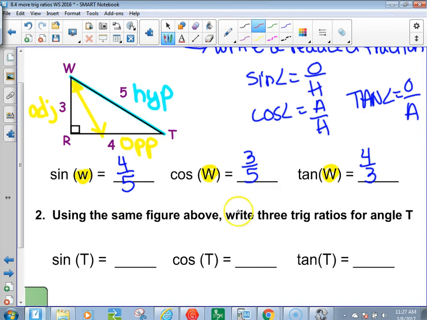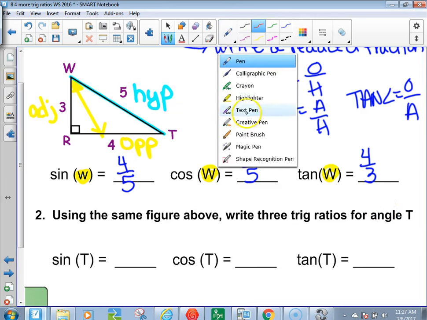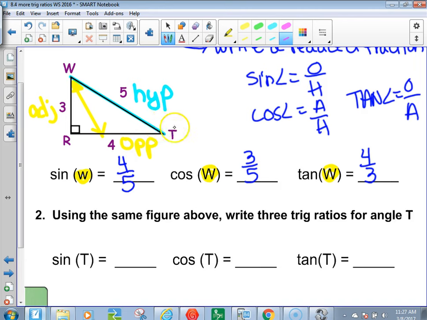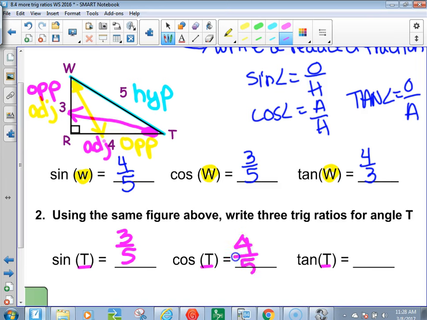Using the same figure above, write 3 trig ratios for angle T. Okay, now we're coming from angle T. If you're coming from angle T, the 3 would be your opposite leg, the 4 would be the adjacent, and the hypotenuse stays the same. So opposite over hypotenuse would be 3/5. Now I'm coming from angle T instead of W. The cosine would be adjacent over hypotenuse, 4/5. And the tangent from T would be opposite over adjacent, it'd be 3, excuse me, over 4. Do you notice something about the relationship from these above?